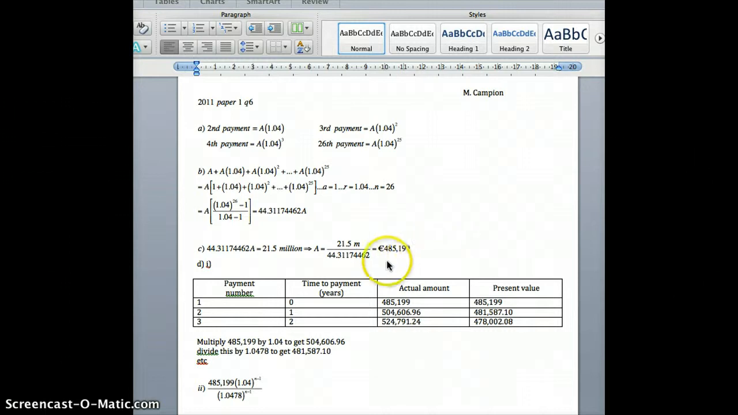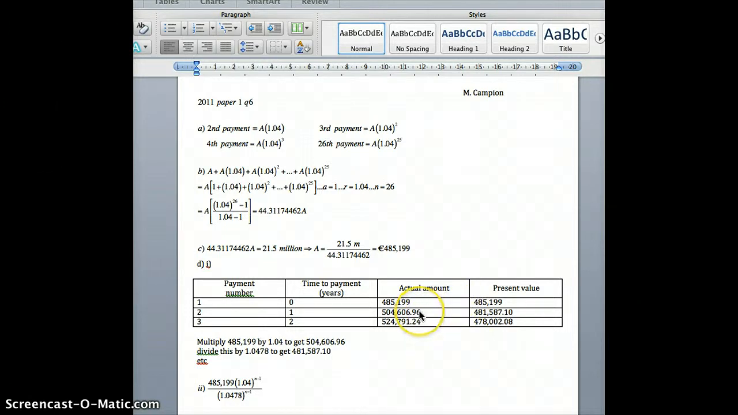So that's the value of the payment that should be made at the start of the first year, and then it'll be increased by a factor of 1.04 each year. So to tie that up into a table, just to look at the first three terms as you're asked. The first amount is A, which is 485,199, and the present value is the same because the first payment is at the start of the first year.